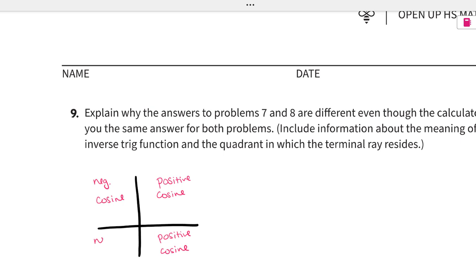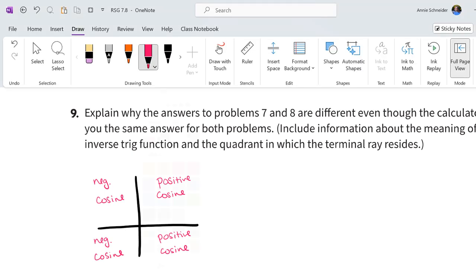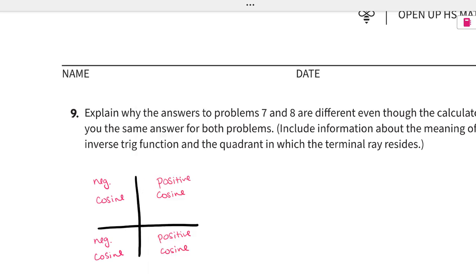In quadrant 3 is also negative cosine. Oops, negative cosine. So our calculator doesn't give us all 4 of these. It doesn't know which one we actually are referring to when we're just putting limited information into our calculator. So if you do theta equals cosine inverse of something positive, it'll always give you something in quadrant 1.